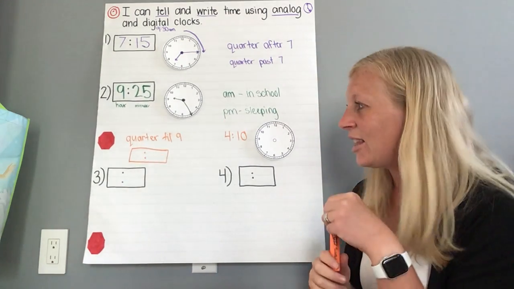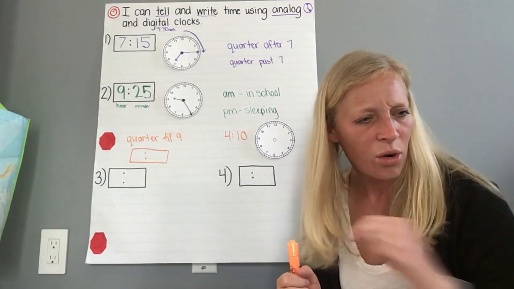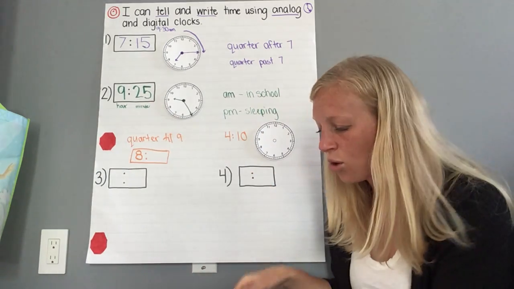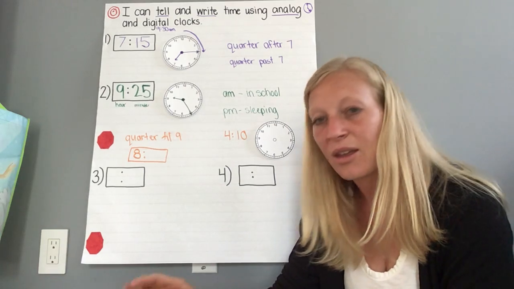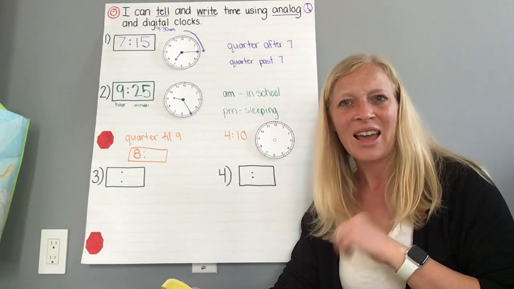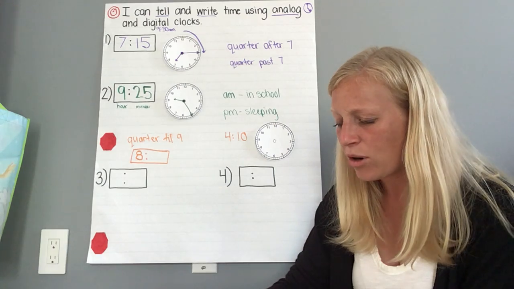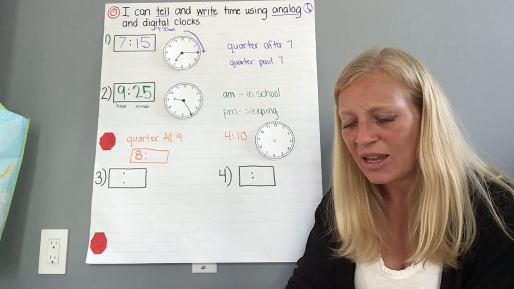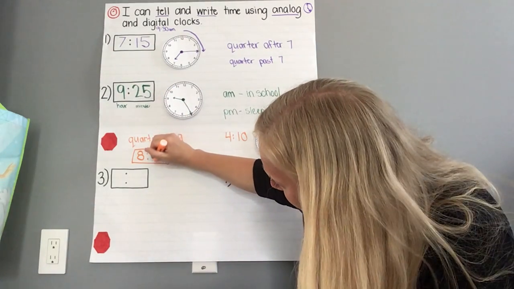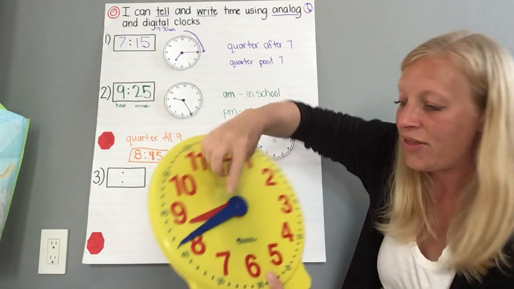All right, second grade. Let's see here. Quarter till 9. What is the hour in quarter till 9? How do you know it's the 8 o'clock hour when we're a quarter till 9? Because it says until or till. That means it's not quite 9 o'clock yet. It's almost 9 o'clock. And if it's almost 9 o'clock, then it must be 8 o'clock because 8 comes before 9. So if I'm a quarter till, what's my minute going to be? My minute's going to be my 45.